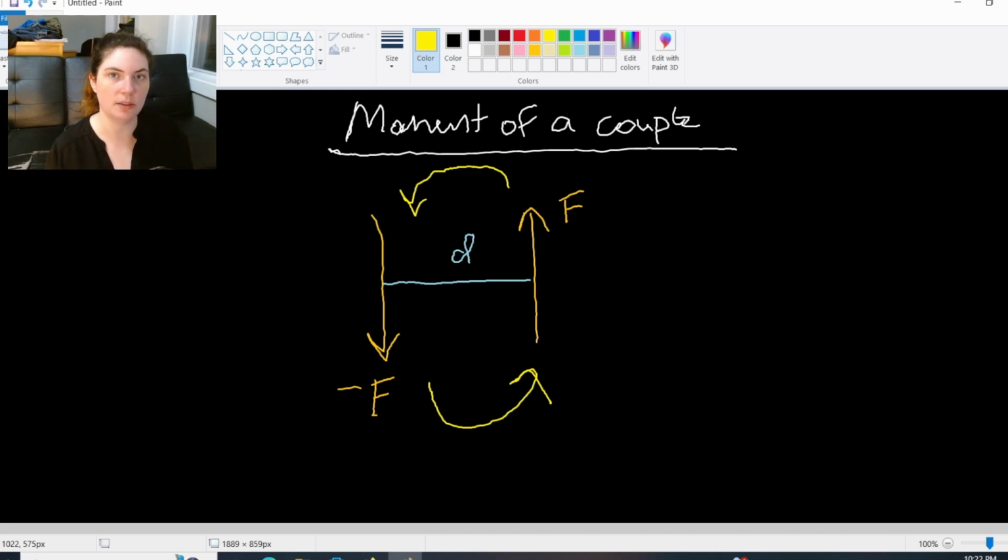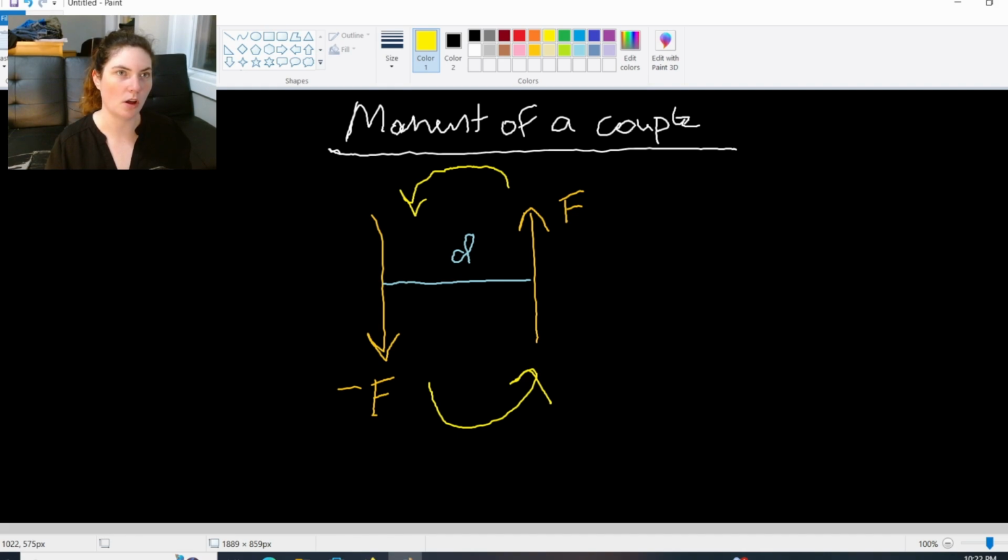This is a special case, but it is something that we see all the time in real life. You can think of when you're driving your car and you want to turn your steering wheel, you'll apply a force where one of your hands is going up and the other hand is going down in order to rotate the wheel. So one force pulling up, one force pulling down, the same magnitude, and there is a perpendicular distance d between those two forces that is causing this desire to rotate, this moment.